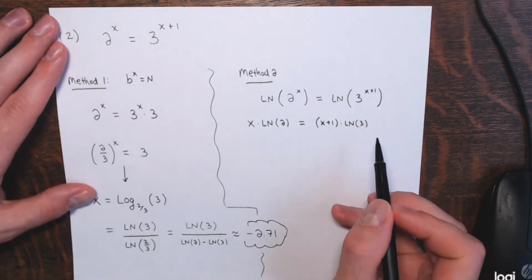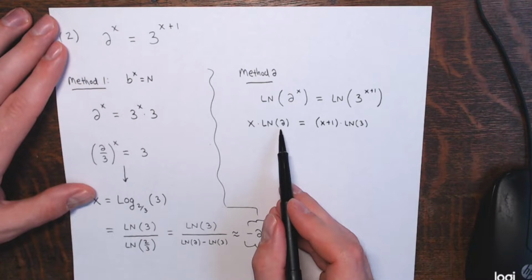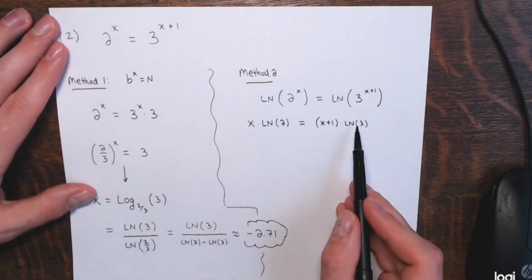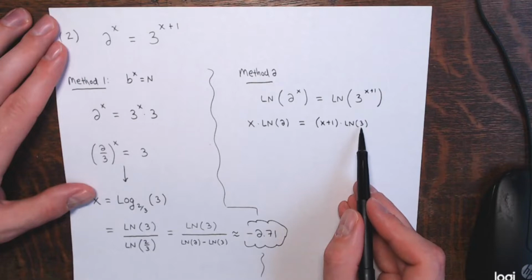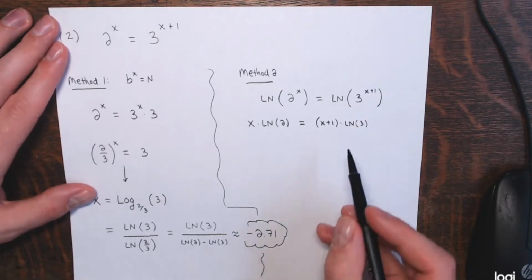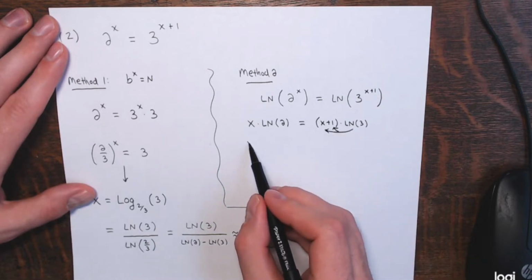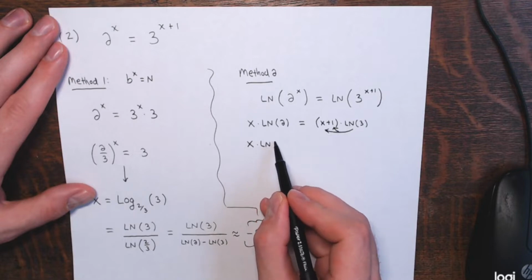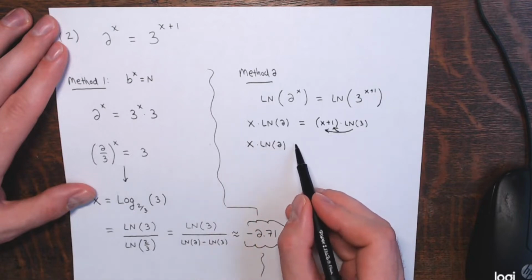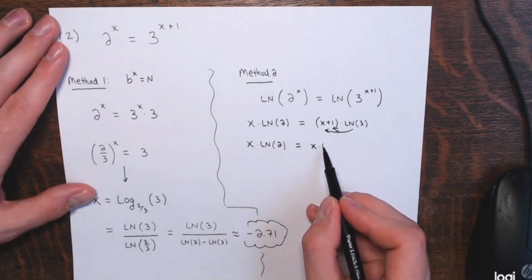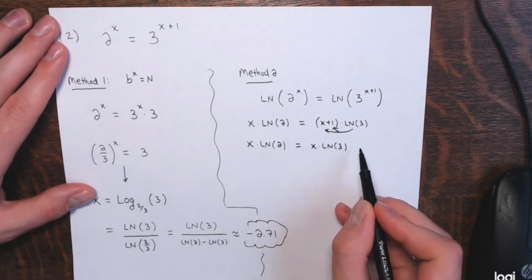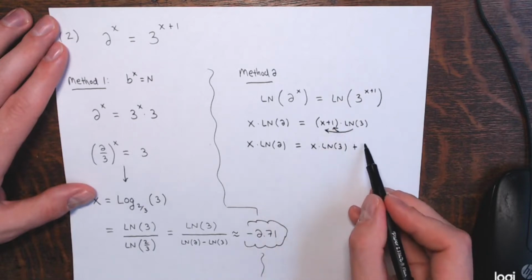Alright, and the natural log of 2 is a number. It's like 0.69 something. And the natural log of 3 is a number. It's 1 point something. So I'll distribute this natural log of 3 to get rid of the parentheses on the right side there. So we have x times the natural log of 2 equals x times the natural log of 3 plus 1 times the natural log of 3, which would just be the natural log of 3.